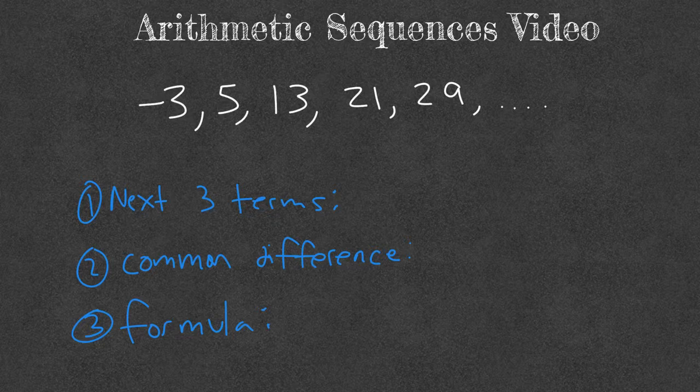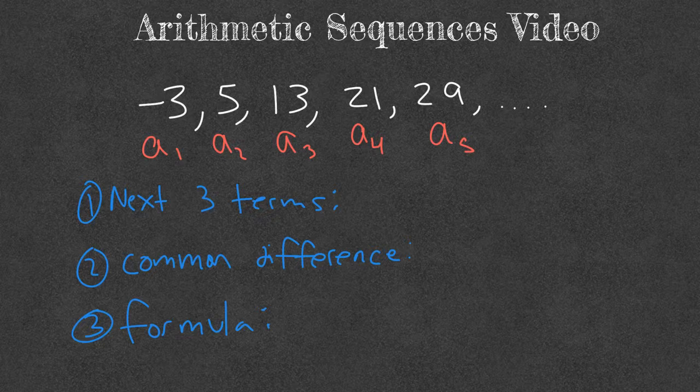To review some important points, remember when we write a sequence, we have names for each of the terms. So this is A1, and then A2, A3, A4, A5. Those are each of the terms. Another way to think of it is negative 3 is the first term, 5 is the second term, 13 is the third term, 21 is the fourth, 29 is the fifth.